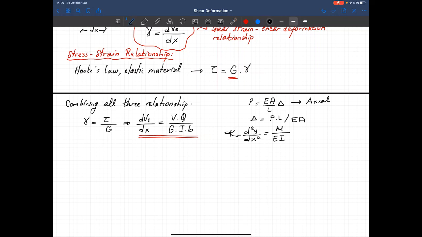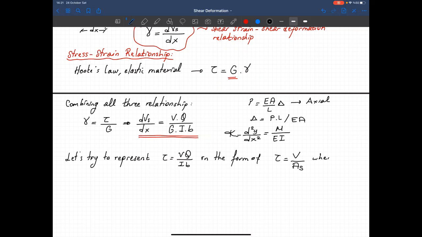So what I'm going to do next is introduce some approximation, of course, to simplify that expression. That's my aim now. So my purpose here is, let's try to represent the shear stress, that's a complicated term, VQ over IB, in the form of shear stress is equal to force divided by some version of the area, where AS is called the effective cross section.